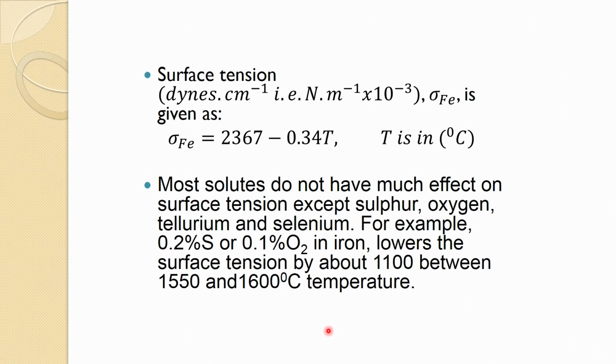Similarly, the surface tension of the iron varies with temperature. So, it is a function of temperature, and it is given by this empirical correlation. Surface tension of iron, sigma Fe, equals 2367 minus 0.34 T, where T is the temperature in degrees Kelvin, and the surface tension is given by this equation in dynes per centimeter, which can be converted into the SI unit, newton per meter, by multiplying by 10 to the power minus 3.